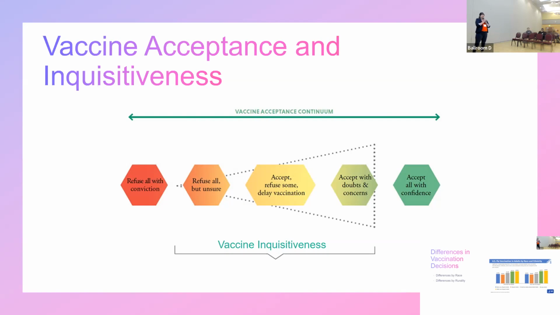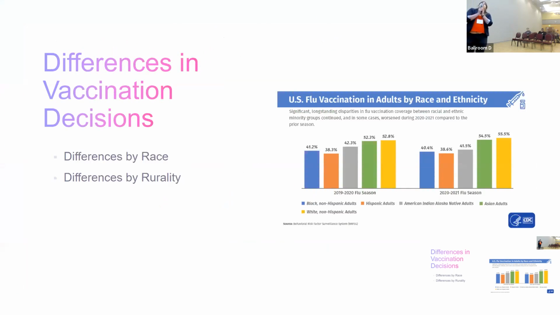And then also differences by rurality. Individuals who live in urban areas versus rural areas across the United States have different vaccination rates. This has been seen a little bit more predominantly in COVID-19, and the gap between urban and rural residents has evened out a little bit, but residents of rural areas have faced higher cases, higher mortality rates, and lower vaccination rates throughout the COVID-19 pandemic.